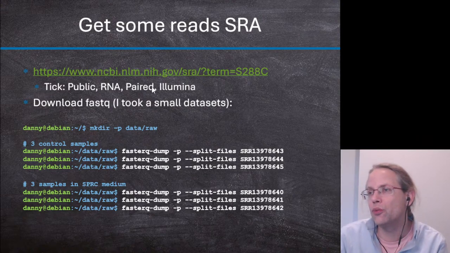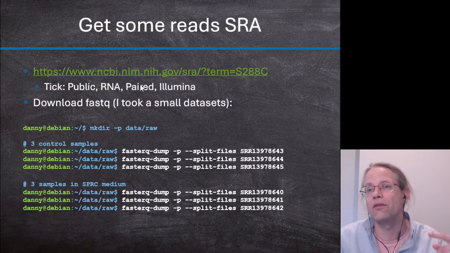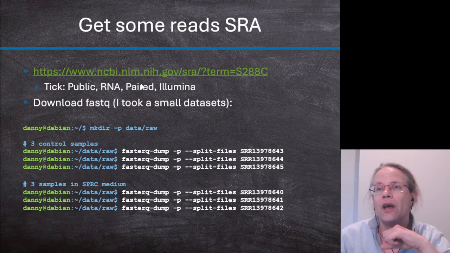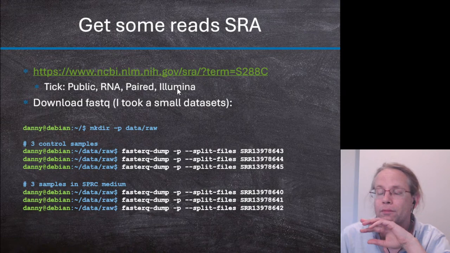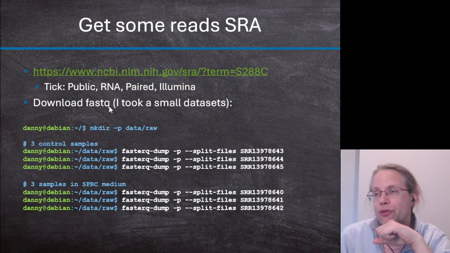And what I did is when I went to the SRA, I ticked, I want to have public data sets because we want to work on public data, not private data. I want it to be RNA. I want it to be paired, right? So that I have left reads and right reads. And I want these reads to come from an Illumina sequencing machine. So I looked through the list and I took some data sets, which were like 200, 300 MBs.